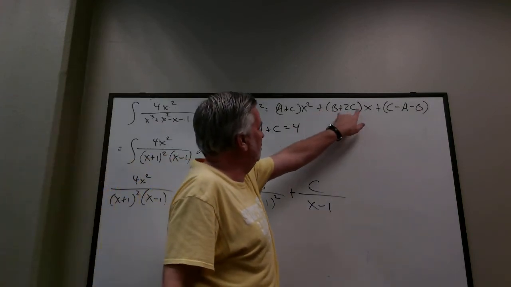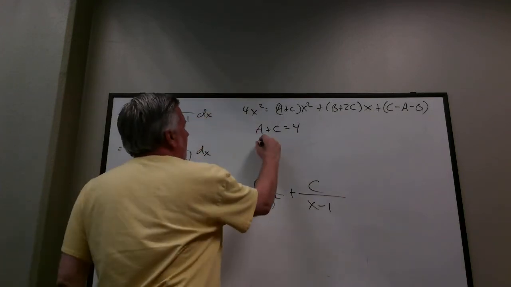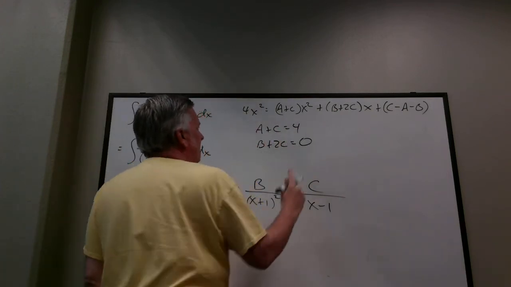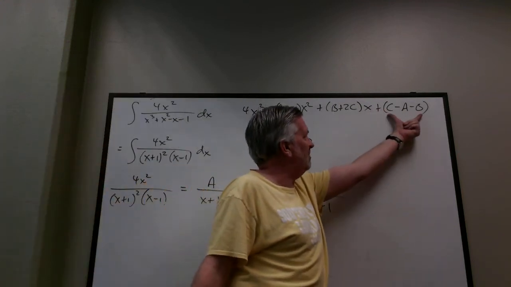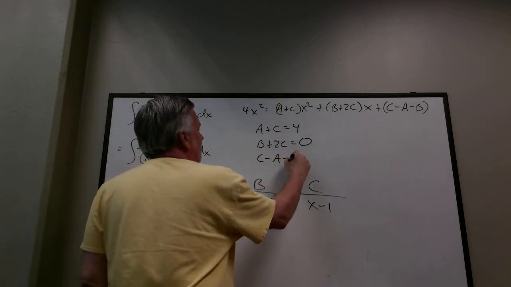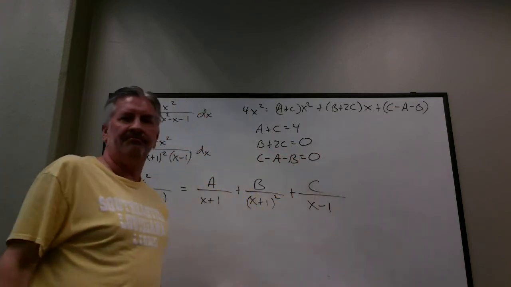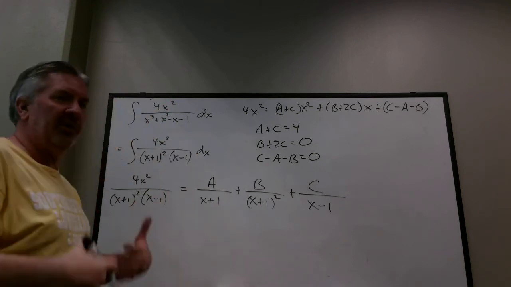Notice b plus 2c is the coefficient of x. The coefficient of x on the left-hand side is 0. So b plus 2c has to be 0. And the constant term here is c minus a minus b. The constant term on the left is 0. So c minus a minus b has to be 0. Okay? So again, this is just another way you can approach these.